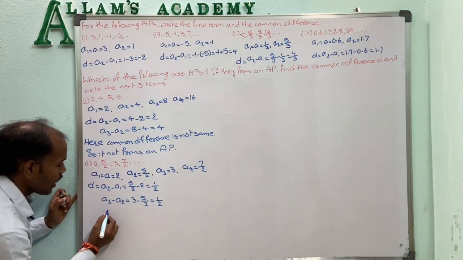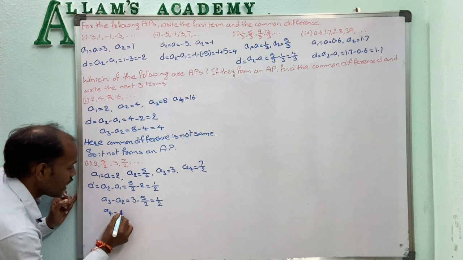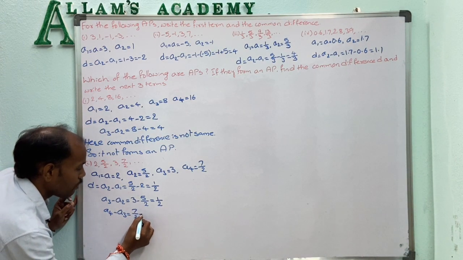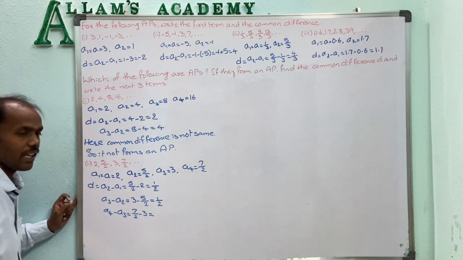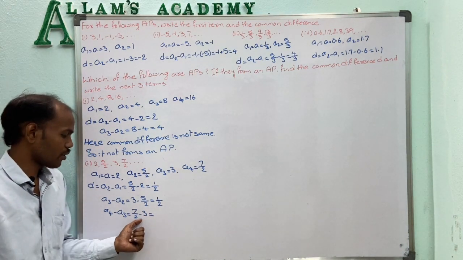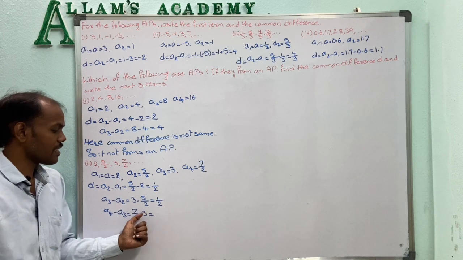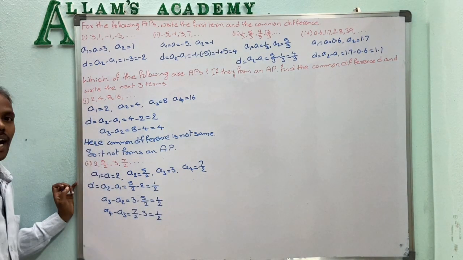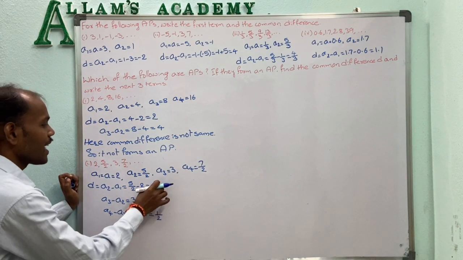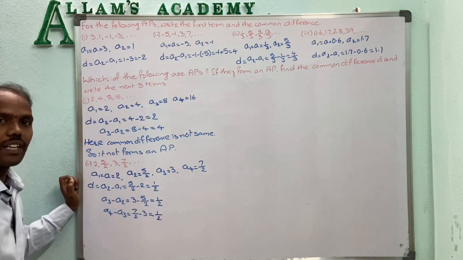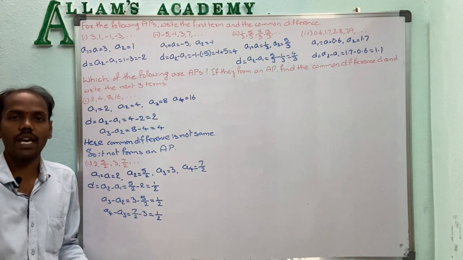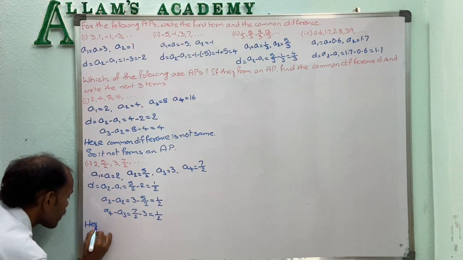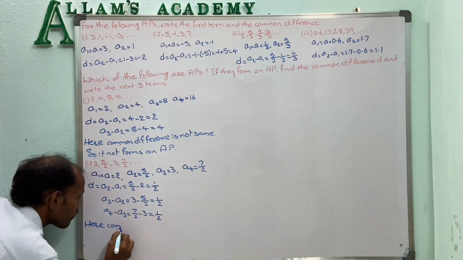Next, A4 minus A3, that is 7 by 2 minus 3. Here also the LCM is 2. So 2 3's are 6, and 7 minus 6 is 1, so 1 by 2. Here also we get the common difference 1 by 2. In all subsequent numbers the common difference is the same, so it forms an AP.